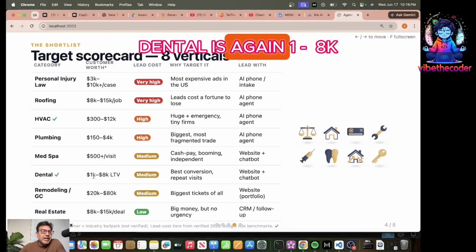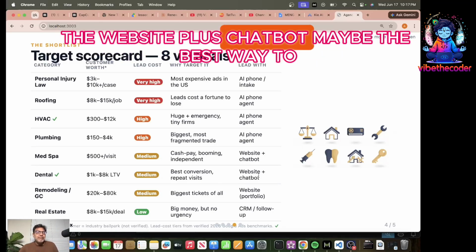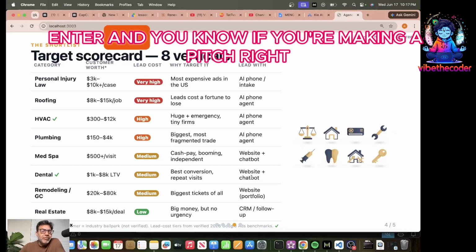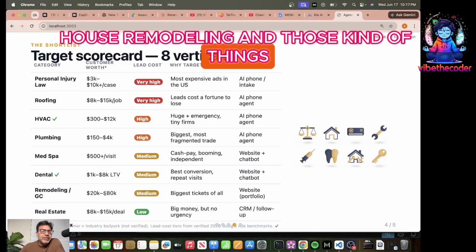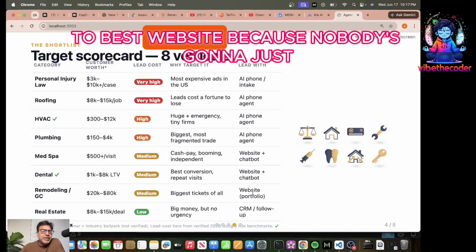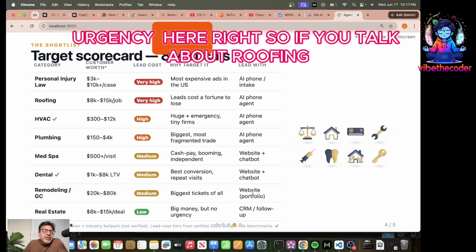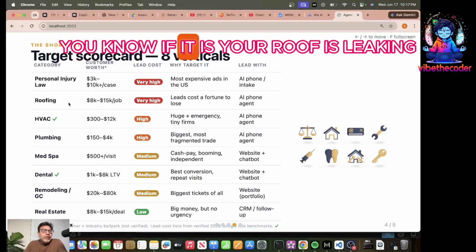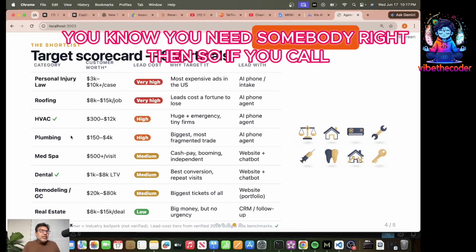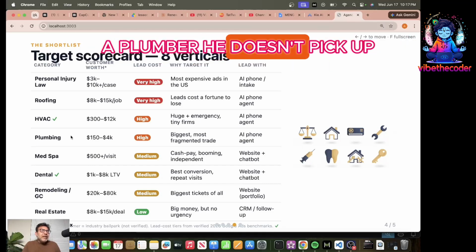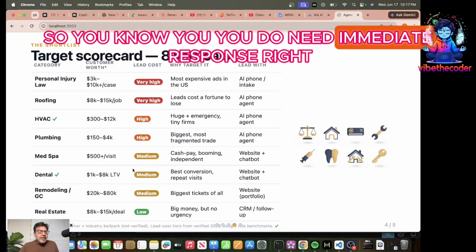Dental is again 1 to 8K, best conversion, repeat visits. So website plus chatbot may be the best way to enter, if you're making a pitch. Remodeling, house remodeling, and those kinds of things are high ticket items. So website, because one phone call is not the key, there's no emergency, there's no urgency here. If you talk about roofing, if your roof is leaking, or plumbing, you have a leak in the house, you need somebody right then. If you call a plumber and he doesn't pick up, they lose business. So you do need immediate response.